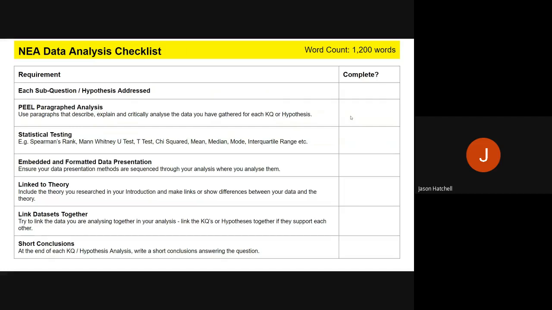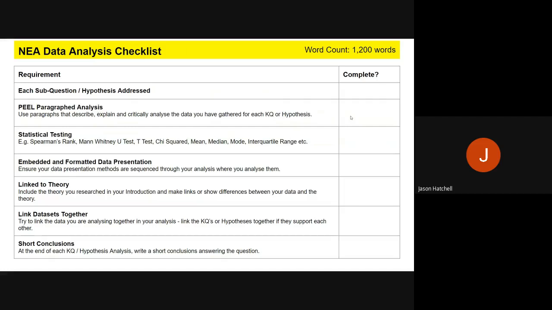It should also have embedded and formatted data presentation techniques. So in the last section, you will have already completed your data presentations. And this is the chance where you now bring them into the data analysis. So you move them into your data analysis document and you put them in where you talk about them throughout your data analysis. You link all of your analysis to theory if you can. So if there are any theory which proves or disproves or that you can link to, please do include that. That might be in your introduction from earlier.